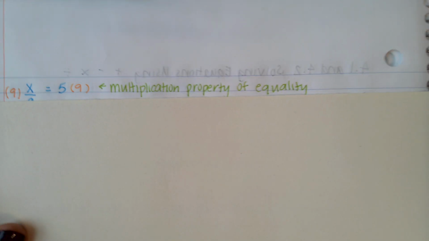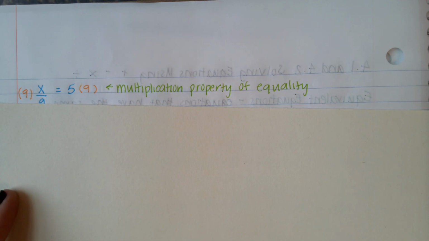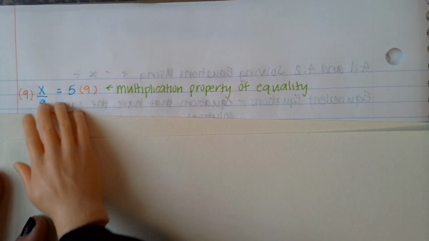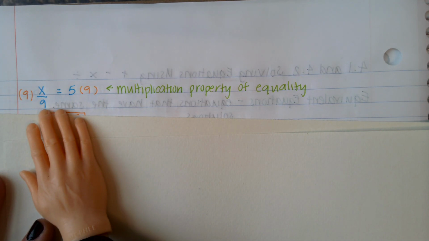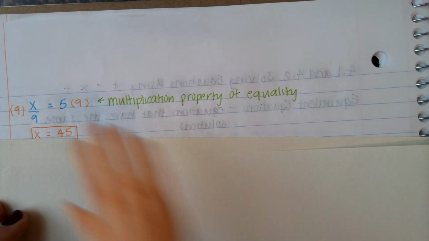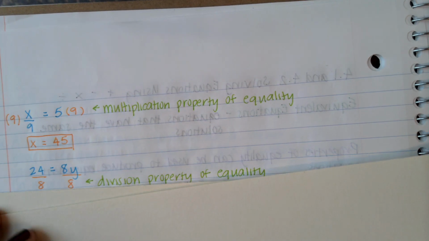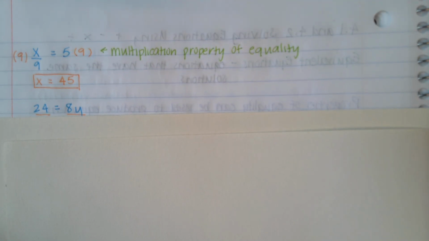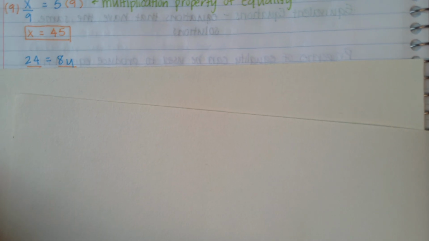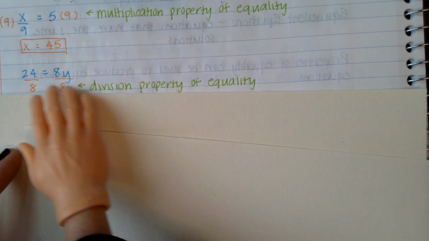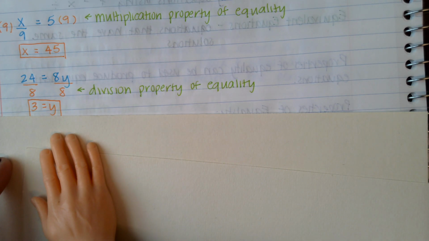Here we have x over 9 equals 5, and the opposite of dividing by 9, which is what we have right here, the opposite of dividing by 9 is multiplying by 9, and 5 times 9 is 45. And we have 24 equals 8y. The opposite of multiplying by 8 is dividing by 8, and 24 divided by 8 is 3.